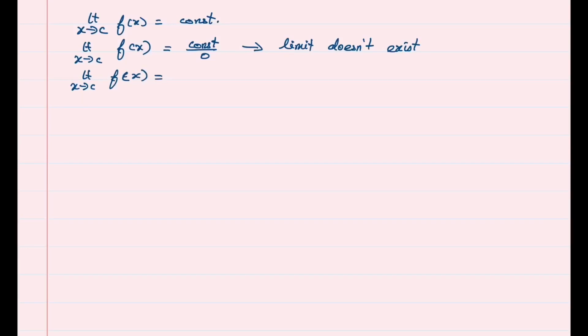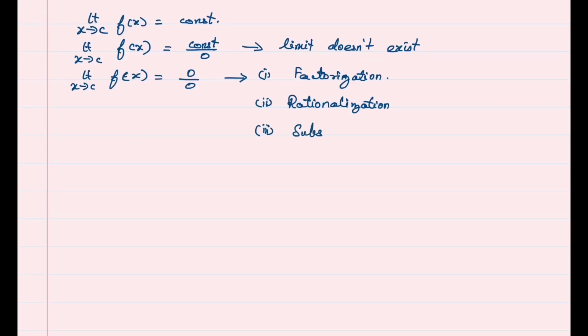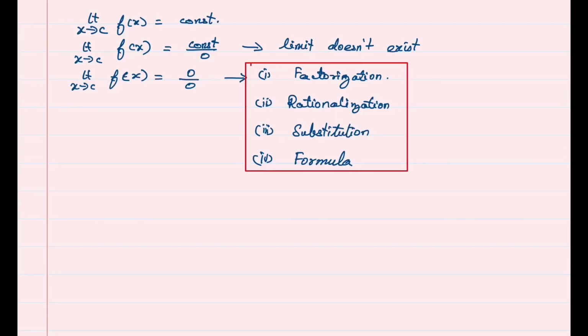And by substituting x is equal to c, if we get 0 by 0 form, that means there is a hole or gap in the graph. In such cases, we use one of the following four methods. We use factorization if it is a rational function, or we can use rationalization, substitution, or formula. When we apply the limits and if we get 0 by 0 form, we use one of the four methods according to the question, and then we apply the limits.